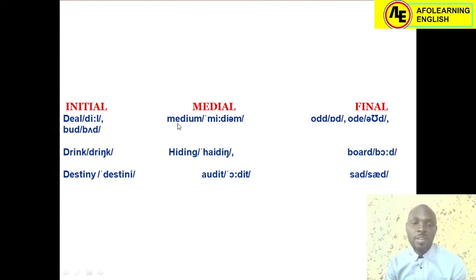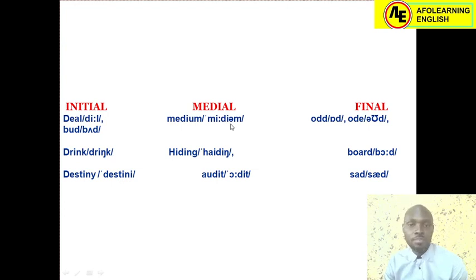At the middle of words, you can find it in the words medium, hiding, and audit. Then at the end, that is word final, you can find the sound in the following words: hot, hold, bud, bored, and sad. You can also look for other words that reflect the voiced alveolar plosive d, and you can practice with them.